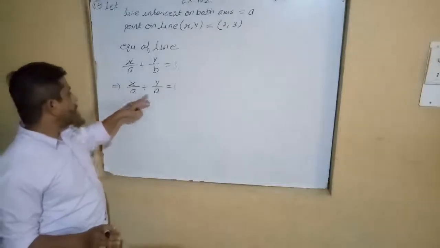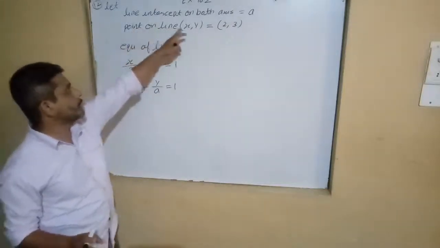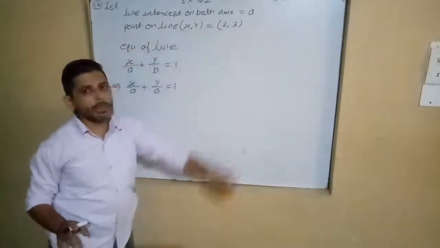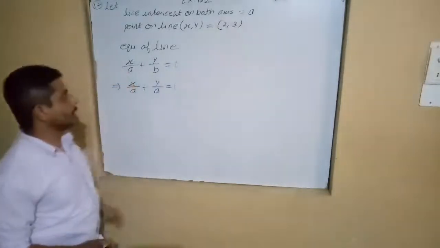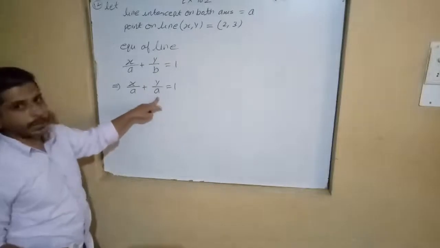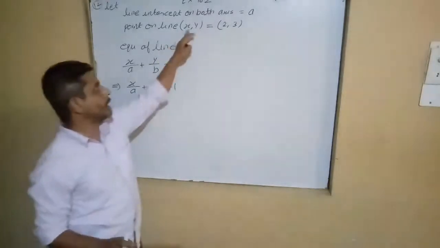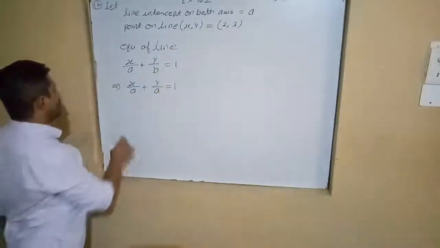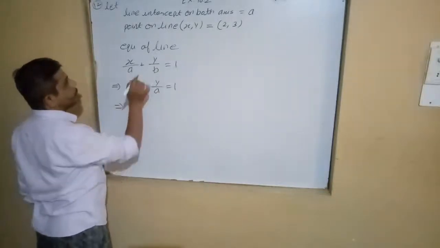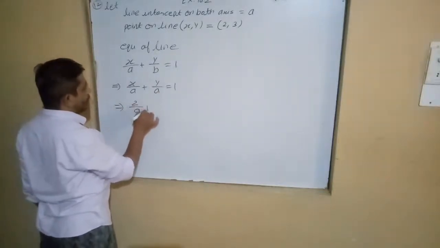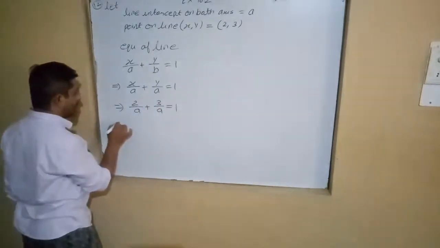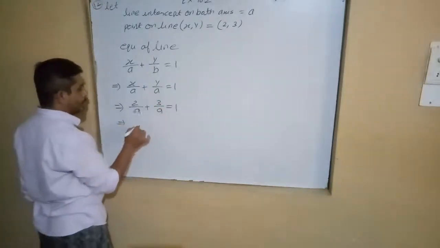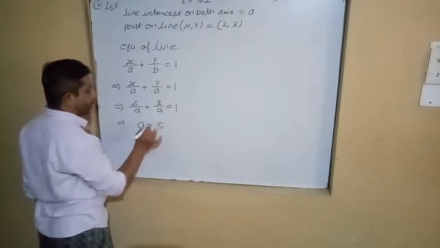Now one more given thing: the line passes through the point x, y, meaning 2, 3. So here x is equal to 2 and y is equal to 3. So this point satisfies this line also. So we just put the values of x, y here. We will get 2 upon a plus 3 upon a is equal to 1, taking LCM, and after transposing we will get a is equal to 5.